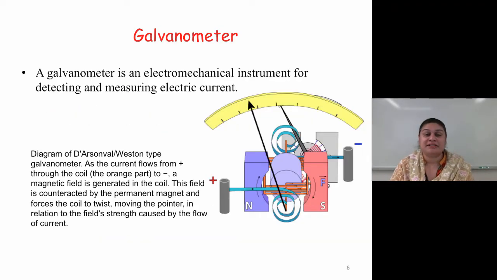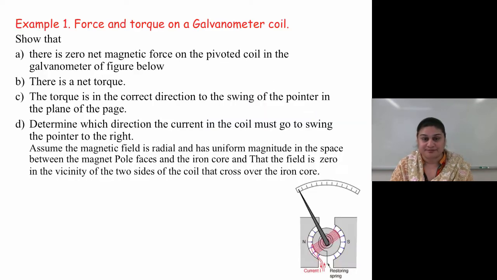A galvanometer is an electromechanical instrument for detecting and measuring electrical current. So as the current moves from the positive to the negative through a coil, the magnetic field generated by the coil is interacted with by a permanent magnet that's present inside the galvanometer, and it forces the coil to twist, moving the pointer. As the current increases or decreases, the pointer will move more or less, telling you how much current passed through in those coils.